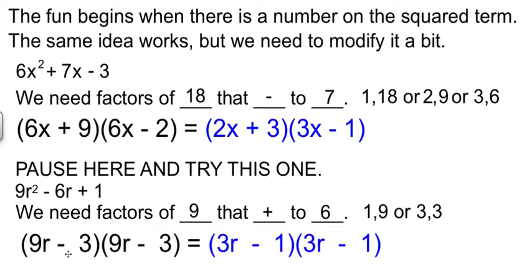So you have 9r minus 3 and 9r minus 3, again bringing 9r from both of them. Reducing, we can take a 3 out of here, and we can take a 3 out of here. 3 times 3 is 9, that's what we were ahead by. So we've divided that out, we're all good. Dividing by 3, we get 3r minus 1 and 3r minus 1.